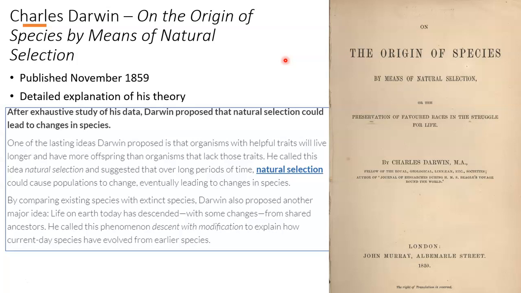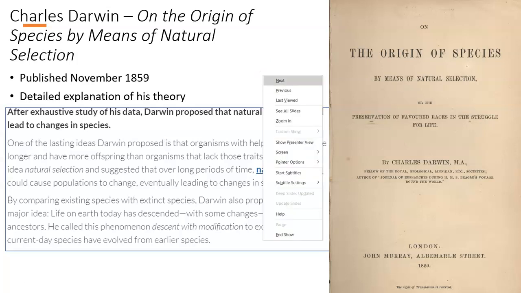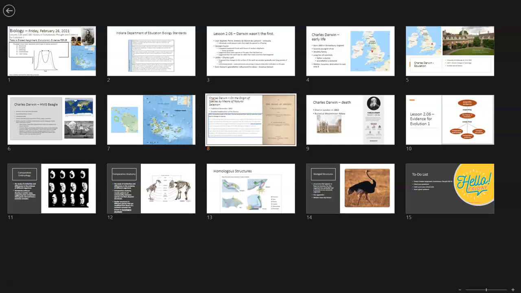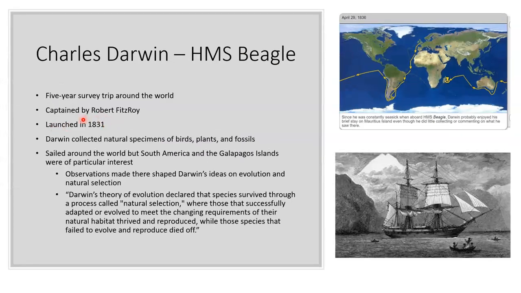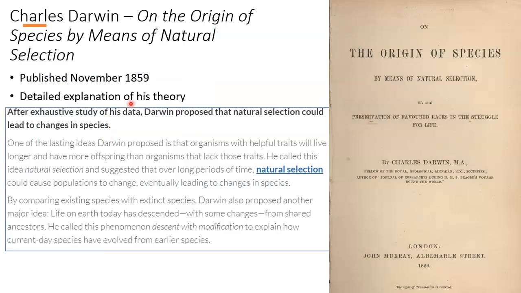Now keep in mind, he made his trip, let's see if I can get back to the slide I wanted to show you. He made his trip, here we go, that's the slide I want, in 1831, right? It took 5 years. So he got home in 1836, and he didn't publish his book until 1859. So it took him a while to look at all that evidence he collected while he was in the Galapagos Islands, formulate the theory, write the book. It's a pretty big book. So, science takes time. That's kind of my point here.